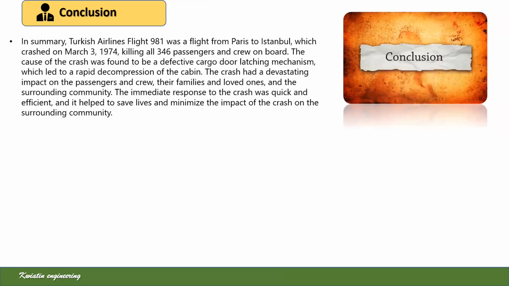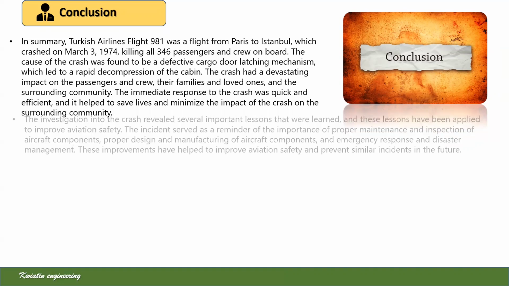In summary, Turkish Airlines Flight 981 was a flight from Paris to Istanbul, which crashed on March 3, 1974, killing all 346 passengers and crew on board. The cause of the crash was found to be a defective cargo door latching mechanism, which led to a rapid decompression of the cabin. The crash had a devastating impact on the passengers and crew, their families and loved ones, and the surrounding community. The immediate response to the crash was quick and efficient, and it helped to save lives and minimize the impact of the crash on the surrounding community.